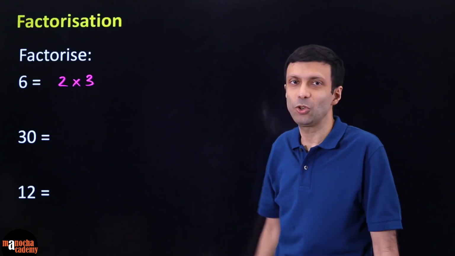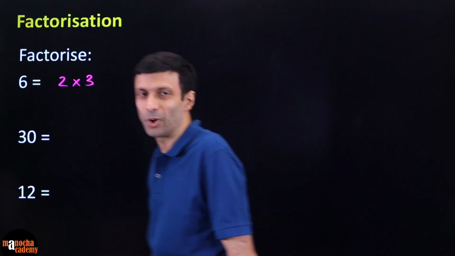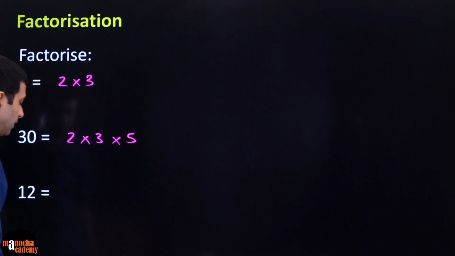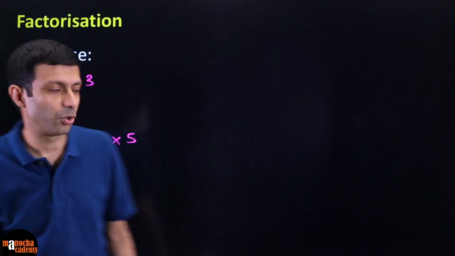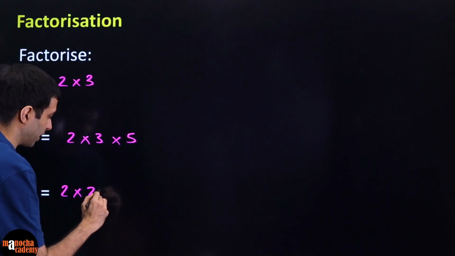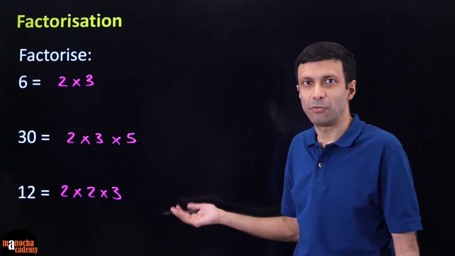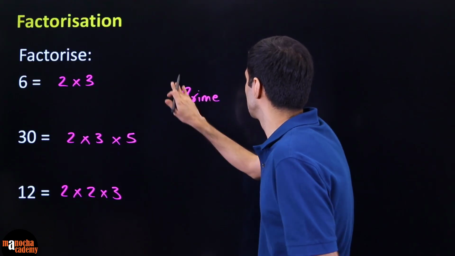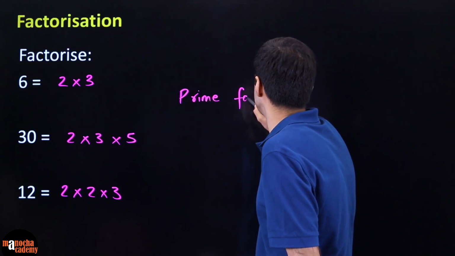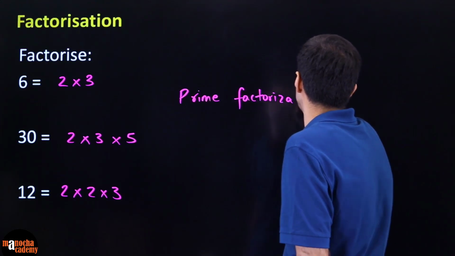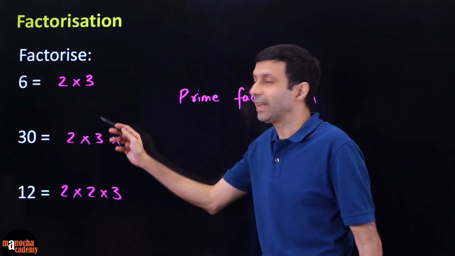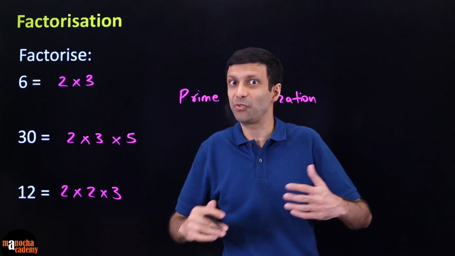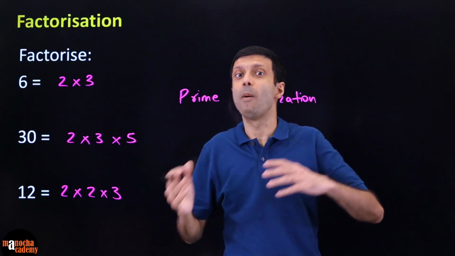Similarly, if I ask you to break 30 into its prime factors, can you do that for me? What is 30? It is 2 times 3 times 5. What are the prime factors of 12? So 12 is 2 times 2 times 3. So this is what you have done before in arithmetic, right? So this is basically prime factorization. Breaking a number into its prime factors. But what we are going to learn in this class is factorization in algebra, factorization of polynomials.